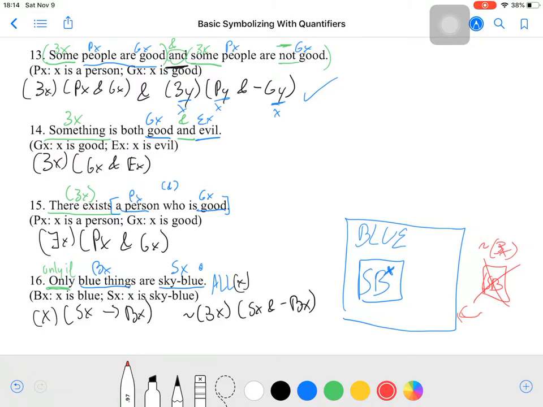So this is going to be it for this page. On the next video, I'm going to go on to page 3, and it's going to get a little bit more complicated.